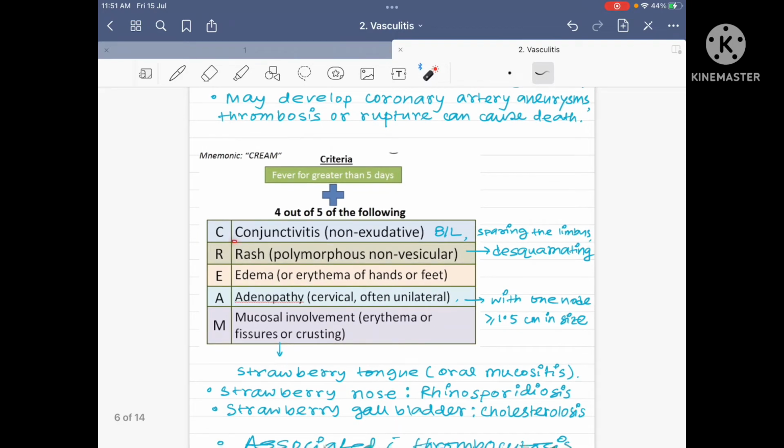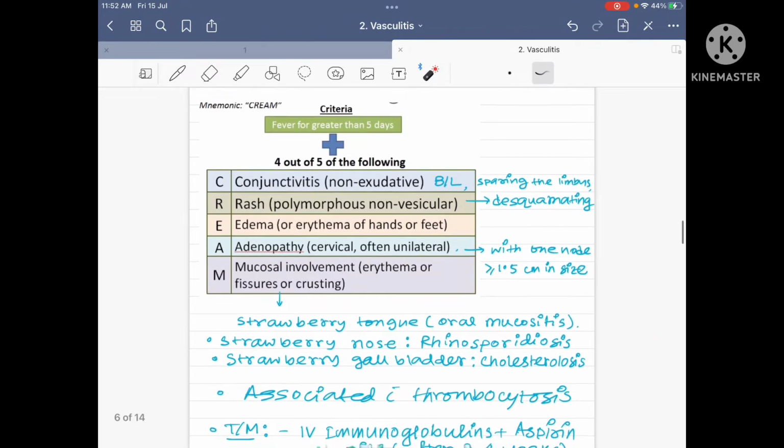C stands for conjunctivitis, which is non-exudative, bilateral, and sparing the limbus. Conjunctivitis is bilateral, but the adenopathy part is unilateral. R stands for rash, which is polymorphic, non-vesicular, and desquamating. E stands for edema and erythema of the hands or feet. A stands for adenopathy, which is cervical, unilateral, with one node more than 1.5 cm in size.